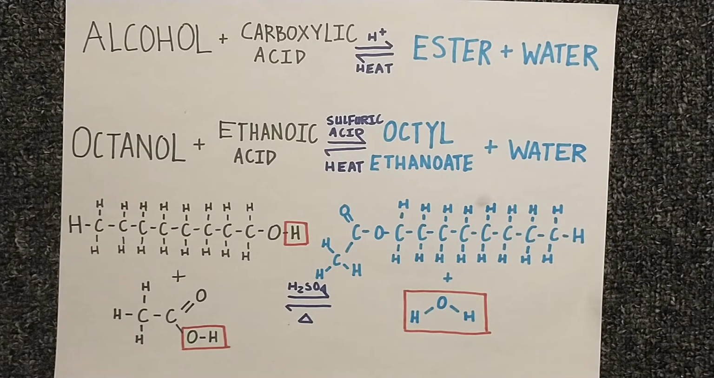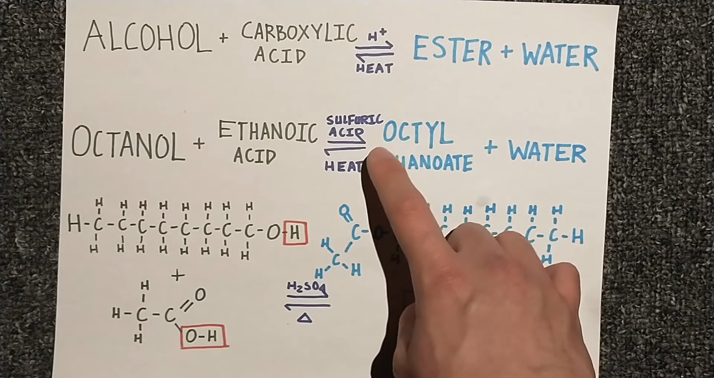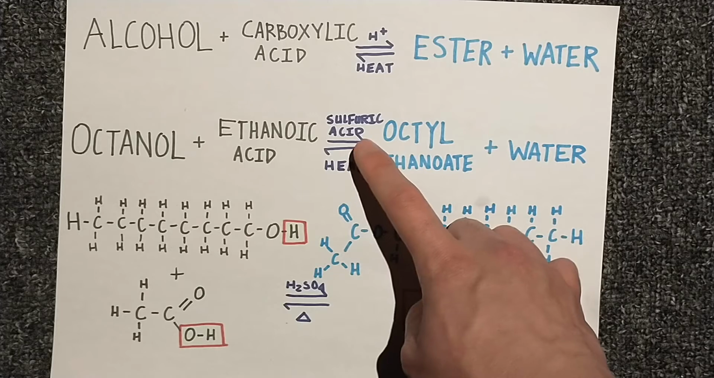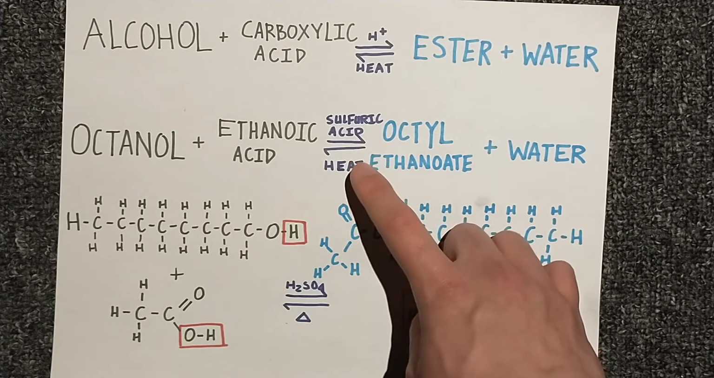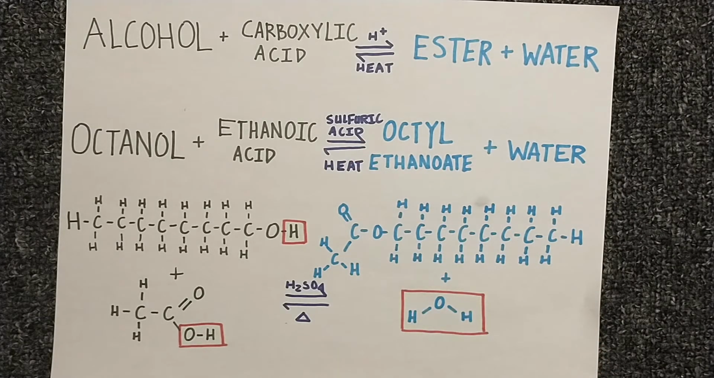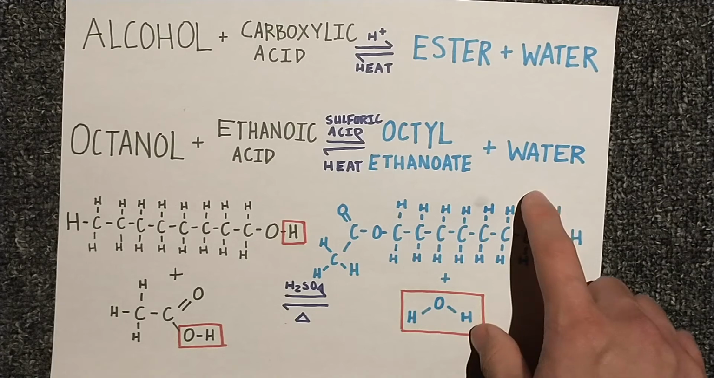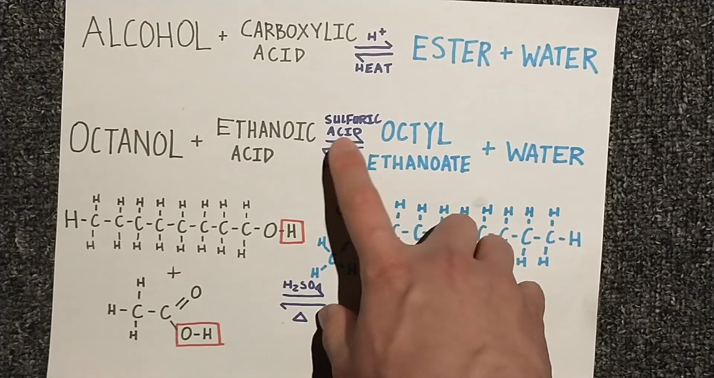This reaction is slow and reversible, which means that catalysts, such as heat and sulfuric acid in this case, are added to speed up the reaction. Sulfuric acid is also a dehydrating agent, which helps yield more ester, because this reaction is also reversible.